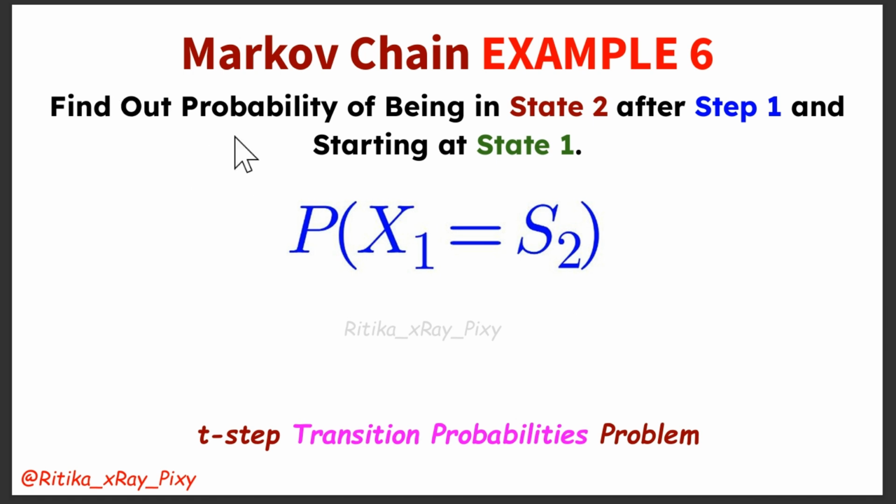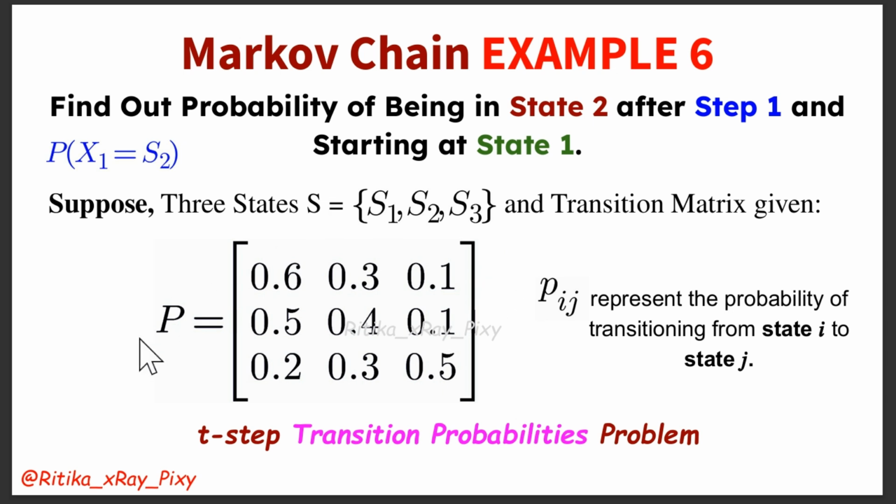Now we will take an example to calculate the probability of a state at a specific time step. So here we will find the probability of being in state 2 after step 1, starting at state 1. So what we are doing here, we are starting at state 1 and we will find the probability of being in state 2 after step 1. So the t value we have is 1. So after one step we will find the probability of being in state 2.